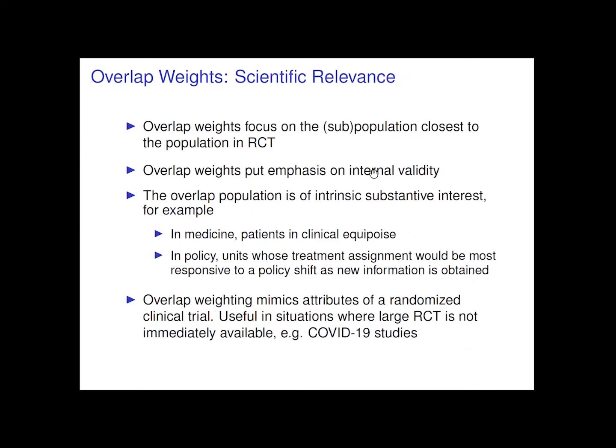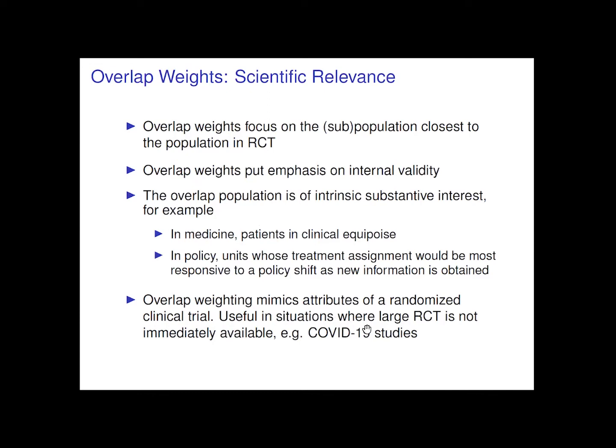I already went through why it's scientifically meaningful: it's the most overlapped population, and it's useful in medicine and in policy, and in many cases. I mention this because we're now living in the COVID-19 era. Overlap weights mimic attributes of a randomized clinical trial. It takes a sample, but then focuses on the population that is most reminiscent of a randomized trial. So it's very useful.